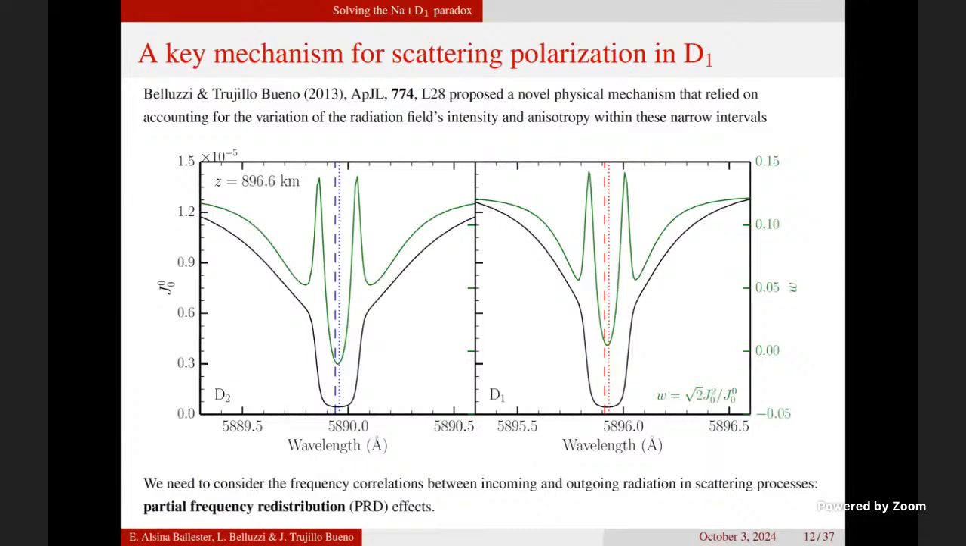So in order to consider this in our calculations, we need to account for the frequency correlations between incoming and scattered radiation in scattering processes. This is known as partial frequency redistribution. And indeed, in the calculations we consider, this is one of the most numerically intensive aspects.